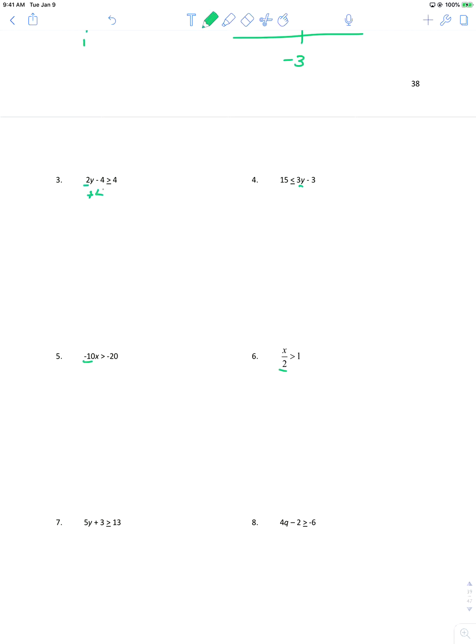Number 3, no need to flip because we can see the number on the y is positive. And when we solve, our key number here is 4. On our graph, we're going to use a filled in circle because of this little equal to. And the inequality is eating the variable, so it's going to go to the right.